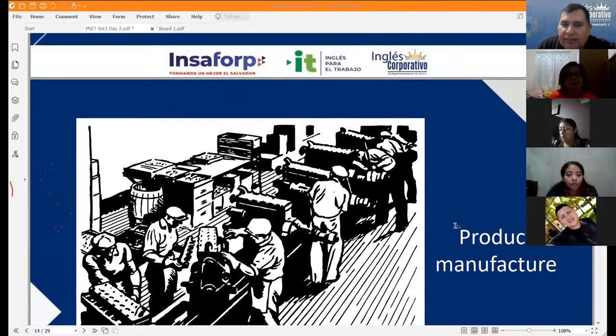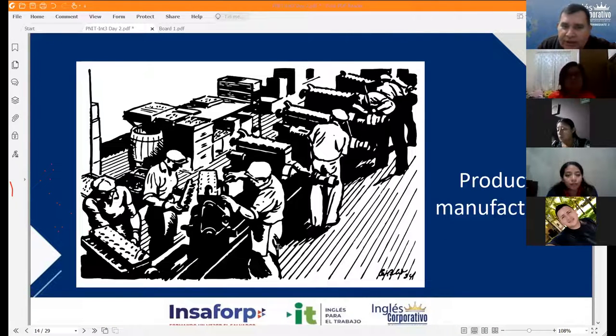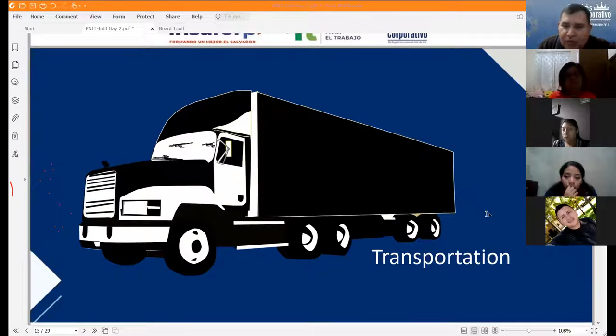Okay. Then with this material, we manufacture the products. Okay. We manufacture the products. And what's the next thing? Transportation. When the product has been created, we transport it. We ship it by truck. It's funny that we say shipped by truck. But that's the way it's said. Okay, shipped to the stores, it's going to be sold.